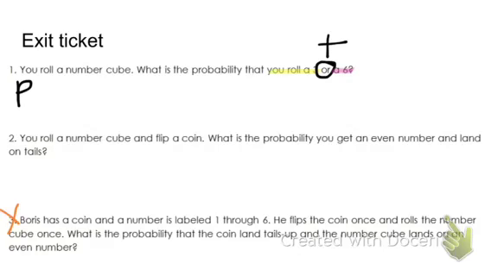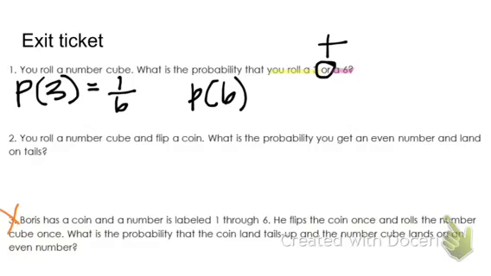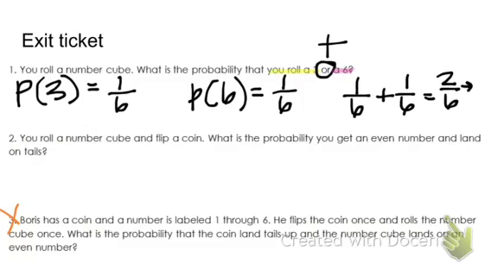So first we find the probability of rolling a 3. On my number cube, I only have 1 out of 6 numbers that are 3, and then I need to find the probability of rolling a 6. And 1 out of my 6 numbers are a 6. So then I need to add them together. So we have 1/6 plus 1/6, which gives me 2/6, which I can reduce to 1/3.